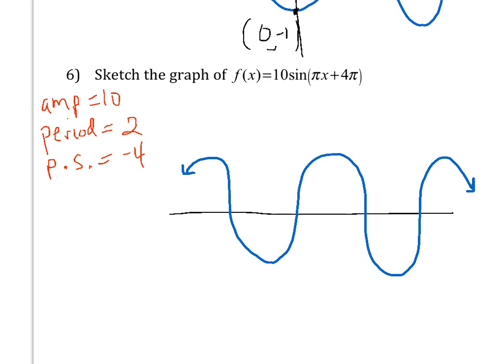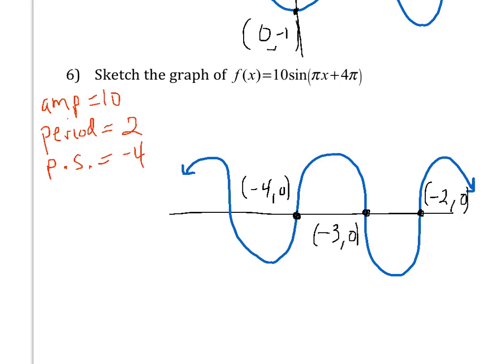Okay, so we're going to label, start with the phase shift. The sine function starts right here, right? But instead of calling this 0, 0, this is going to be negative 4, 0, you see? And since the period is 2, what do you get if you add 2 to negative 4? This is the point negative 2 comma 0, right? Okay, so then this would have to be negative 3 comma 0, right?